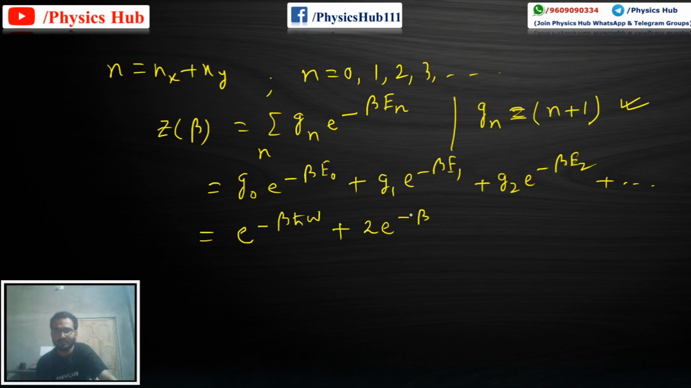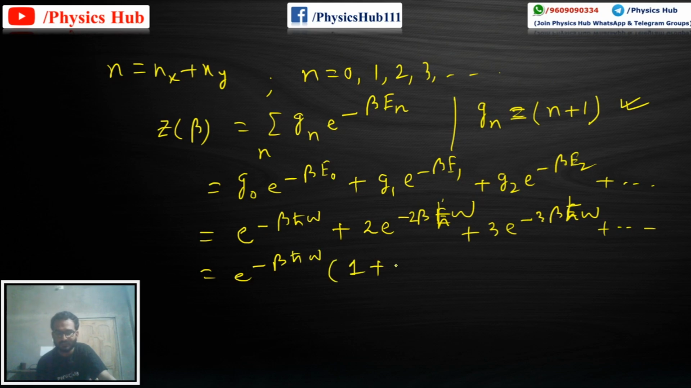So 2 e to the power minus 2 beta E, and similarly 3 e to the power minus 3 beta E, and in place of E we should write h cut omega: 2 beta h cut omega, and 3 beta h cut omega. It will run like this. So let's take e to the power minus beta h cut omega common. What we are left with is 1 plus 2 e to the power minus beta h cut omega plus 3 e to the power minus 2 beta h cut omega, and it will run like this.